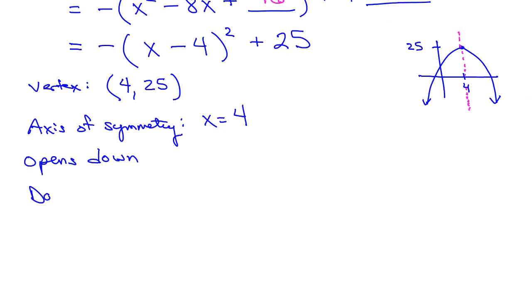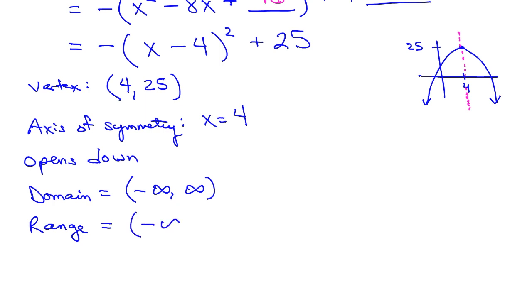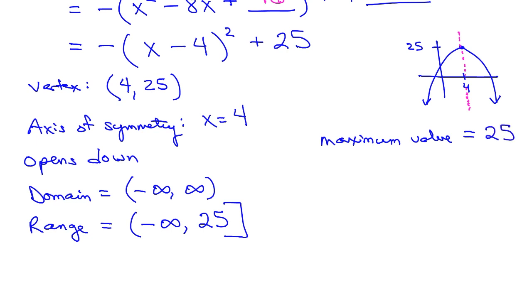The domain is all real numbers. The range, since this parabola opens down, is going to be everything less than 25 and including 25. So it's negative infinity up to 25, including 25. Remember, the range is the set of y values. Since the parabola does open down, we know it has a maximum value. And the maximum value is the y value from the vertex, 25.